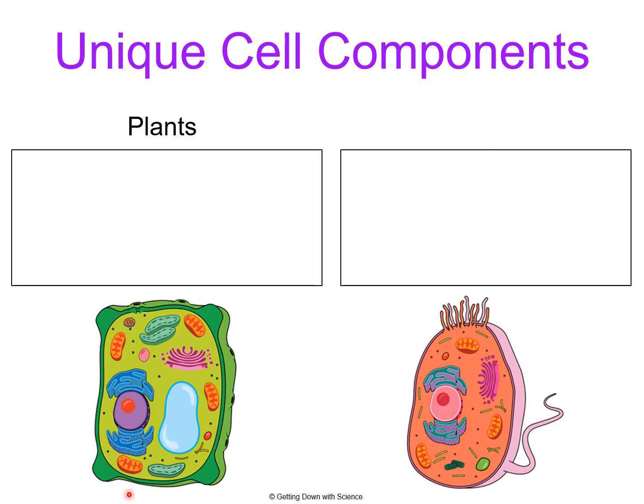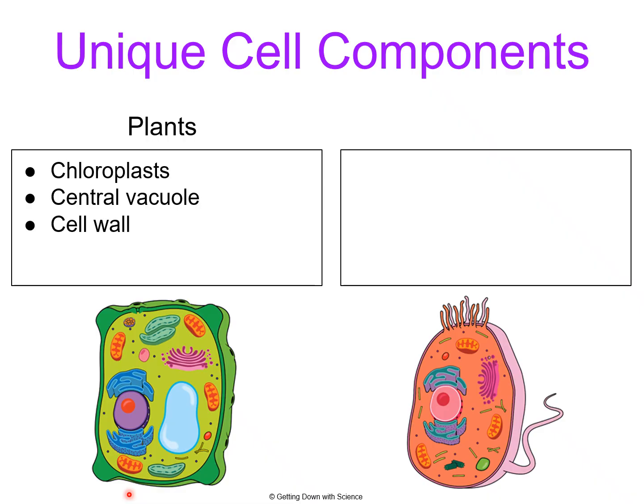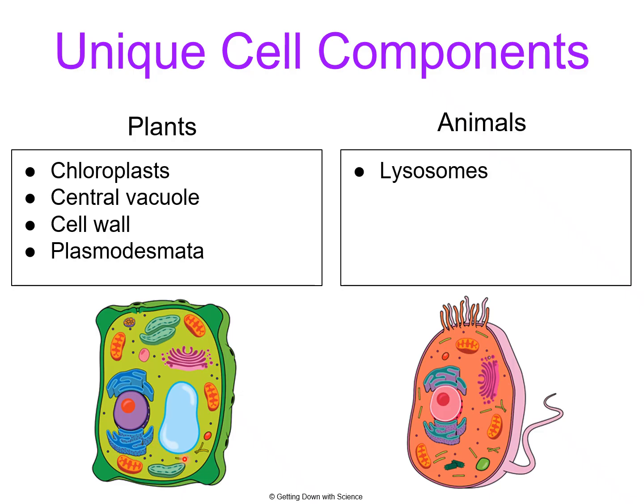All right, so let's start off with some components that are unique to plant cells and plant cells only. Plant cells have chloroplasts, a central vacuole, a cell wall, and pores like these ones called plasmodesmata, which play a role in cell-to-cell communication, and we're going to discuss that in Unit 4. Here are some components that are unique to animal cells. Animal cells have lysosomes. Animal cells have centrosomes. They have flagella, and those are the structures that are pretty much unique to them.